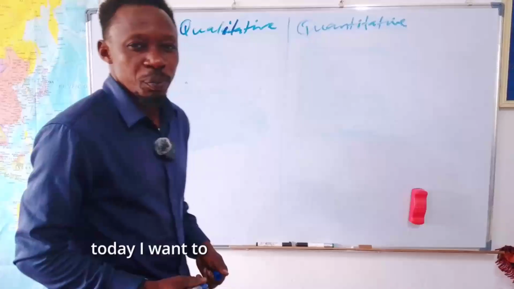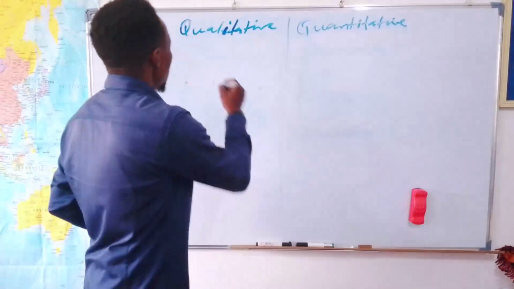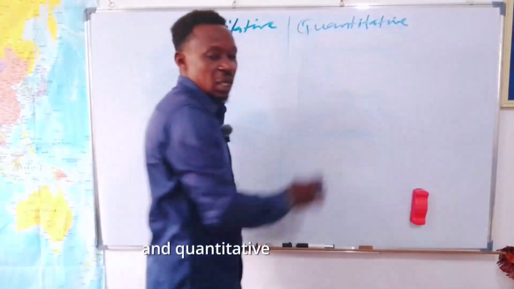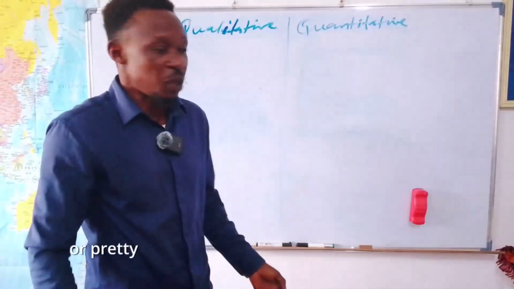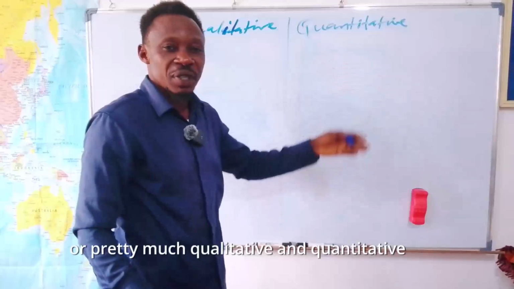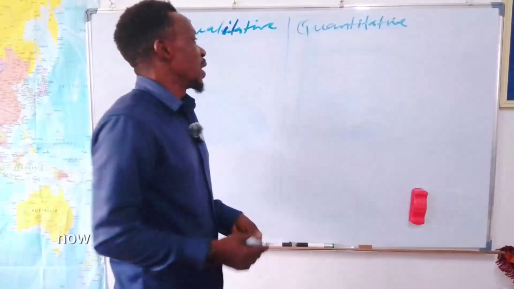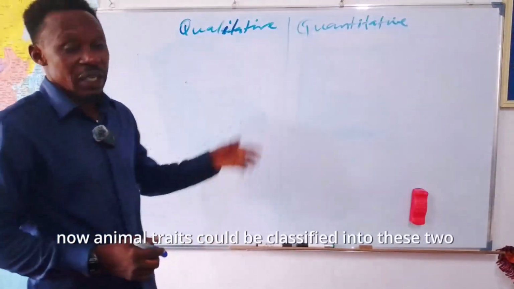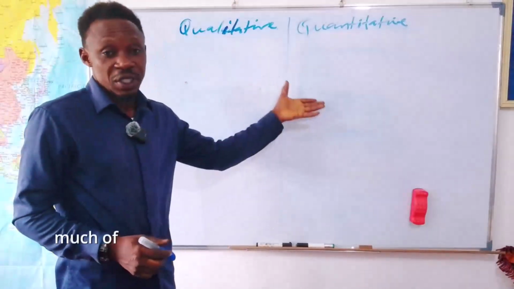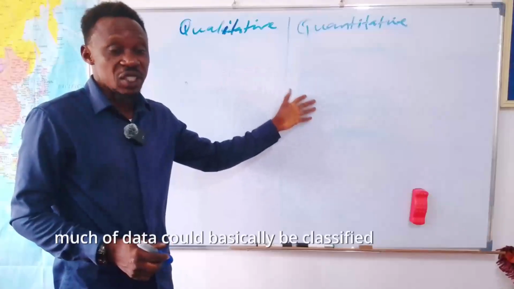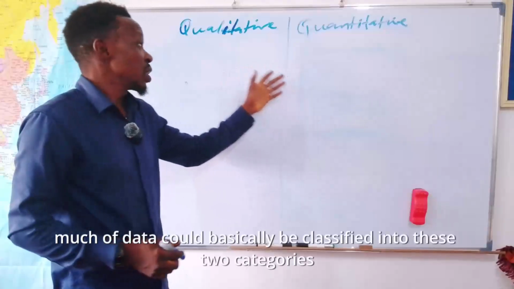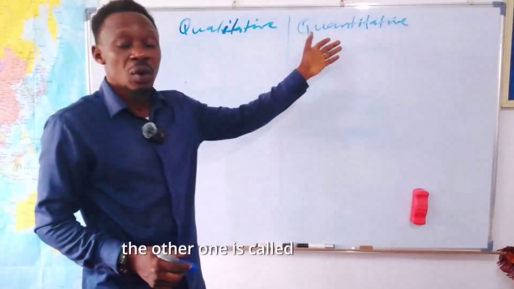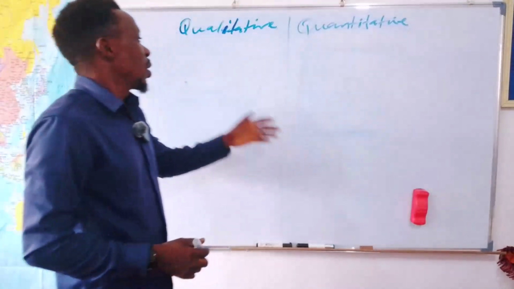Today I want to take you through a journey to know the differences between qualitative and quantitative animal traits, or pretty much qualitative and quantitative data. Now, animal traits could be classified into these two categories. So much of data could basically be classified into these two categories. One is called qualitative, the other one is called quantitative.